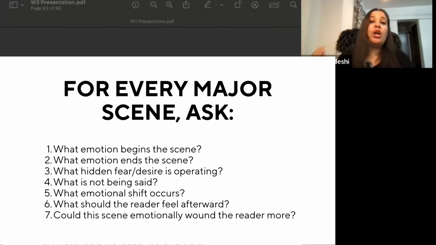Question number three, what hidden fear or desire is operating? This is where scenes gain psychological depth. Characters are rarely driven only by the visible conversation. Underneath the scene may exist fear of rejection, desire for validation, fear of abandonment, need for control, longing for intimacy, terror of vulnerability. And once you identify this layer, the scene becomes incredibly richer emotionally.